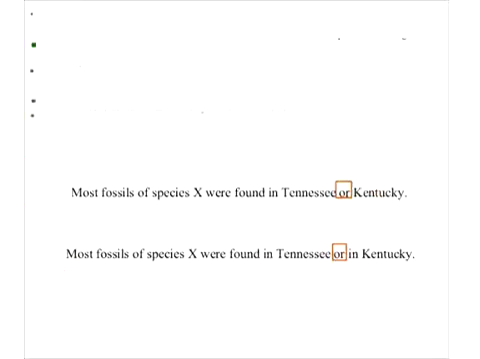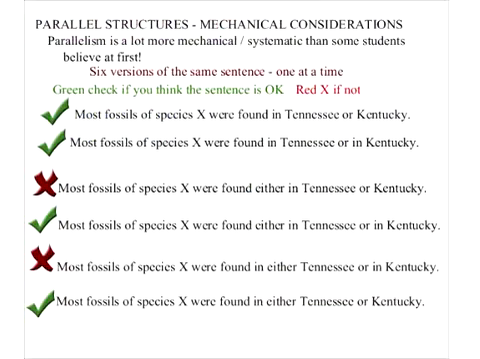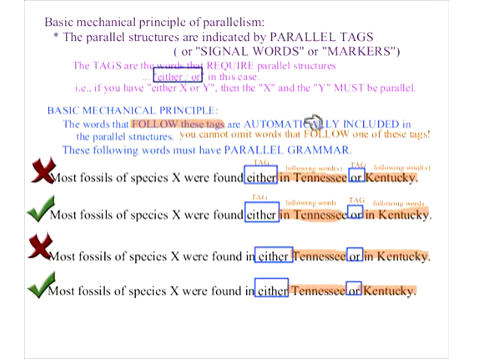In this case it's a little bit different because you only have a single tag. In other words, the first part of the parallel structure is not marked. So these are more difficult, but unfortunately they also include the two most common tags that exist, which are and and or. Those are the two most common types of tags. So here's the way you've got to do this. Remember that the rule here is that the words that follow tags are automatically included.